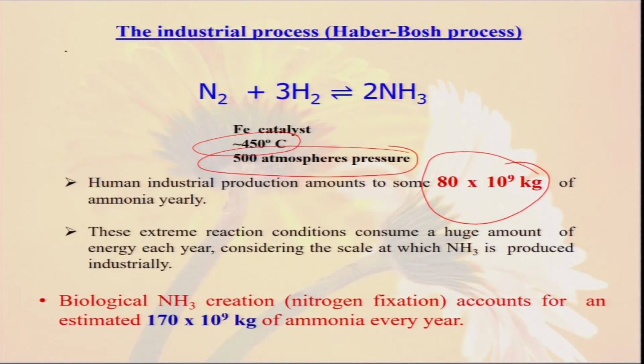But if we see what nature is doing, nature is doing a much higher amount of nitrogen fixation in its jungles, in the agricultural lands, in the ocean, and the total amount of nitrogen fixation in nature on our planet is 170 into 10 to the power 9 kg. That is very much higher as compared to the 80 into 10 to the power 9 kilo. So, nature provides for everybody's need, but not for everybody's greed. So, nature has given this amount of nitrogen fixation.